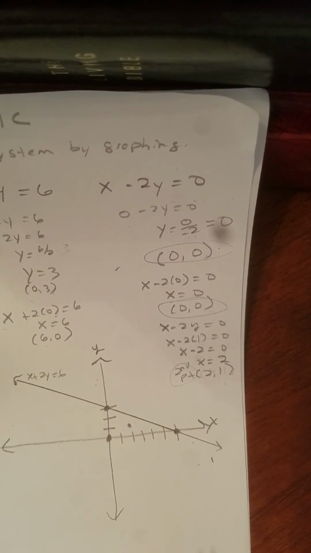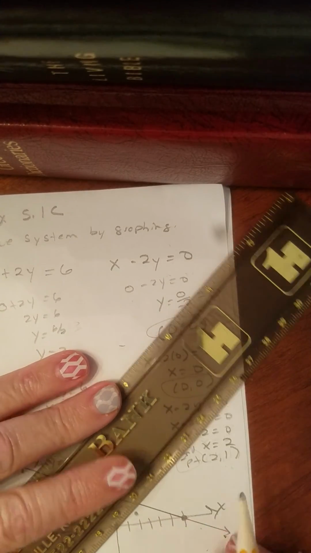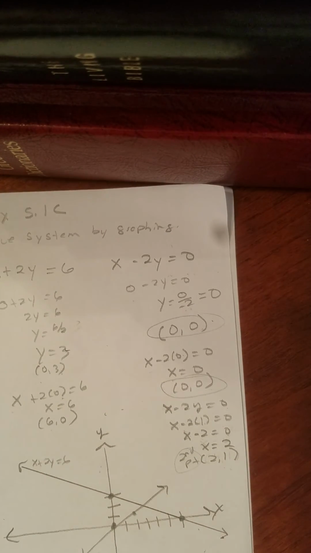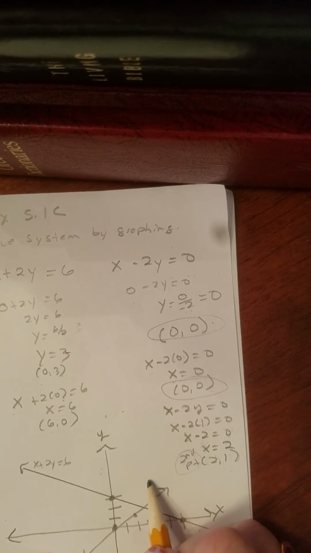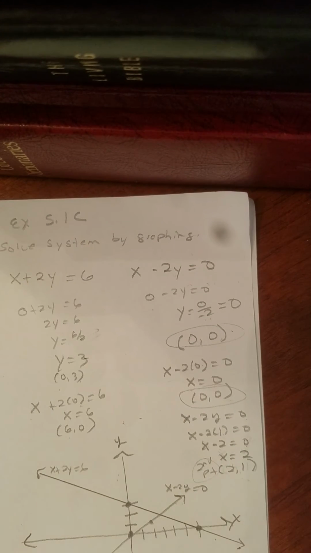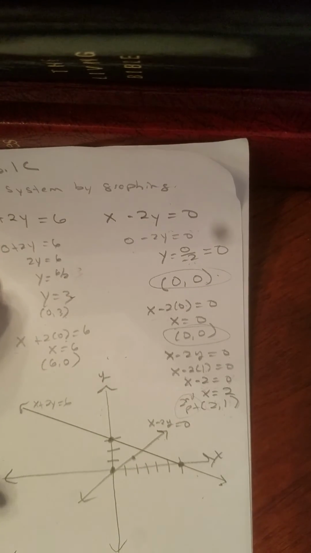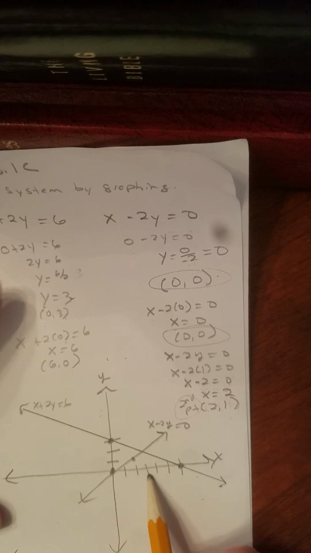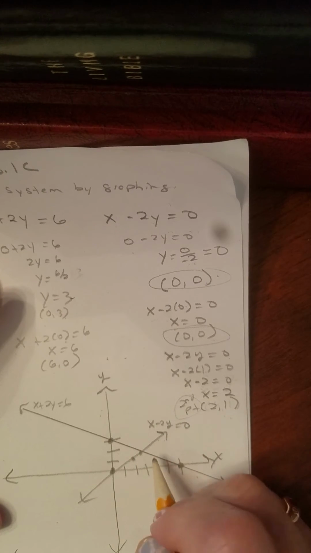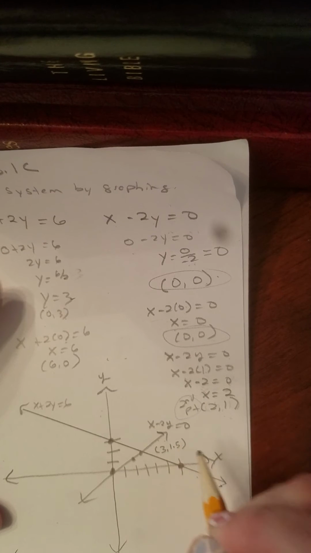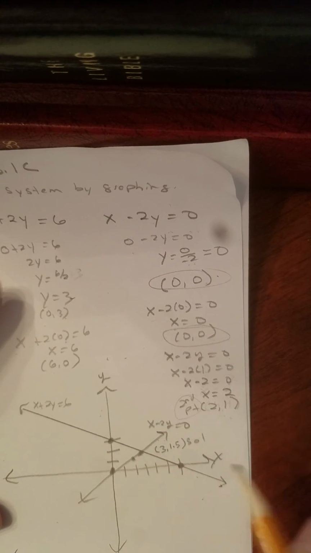I'm going to go ahead and connect them here using my straight edge. All right. And this line is x minus 2y equals 0. So that's that line, and this is this line. And so then you've got to find out where they intersect. Well, they intersect at 1, 2, 3. If I go up, this is 1 and this is 2. So the point is 3 and 1 1/2, or 1.5. So that's your solution, or that's your intersecting point.